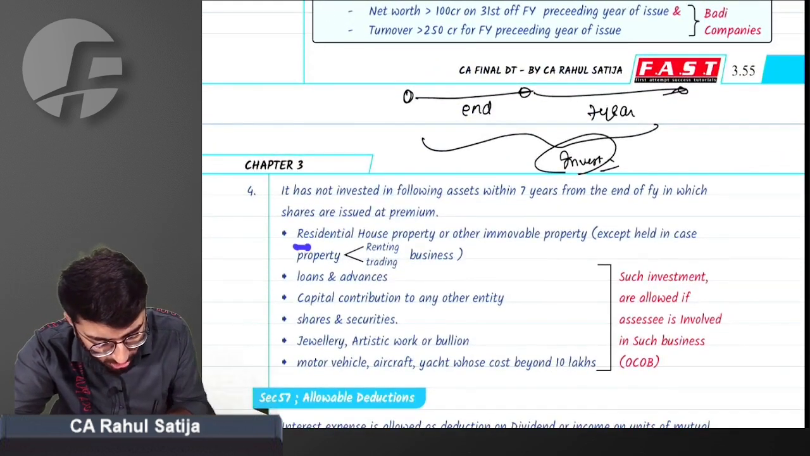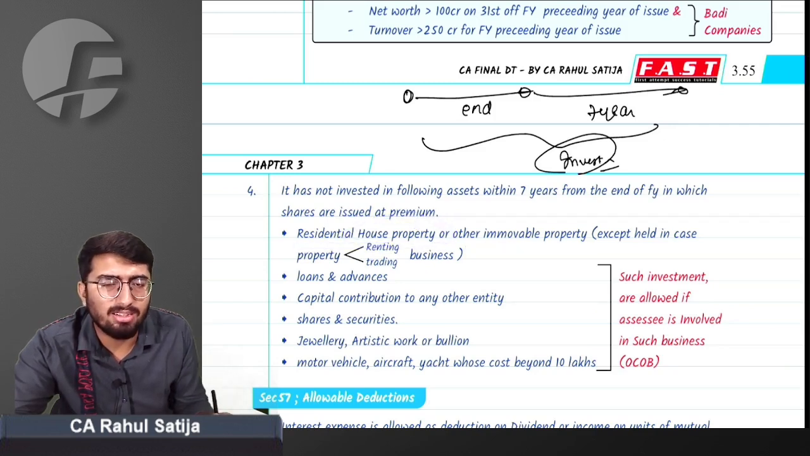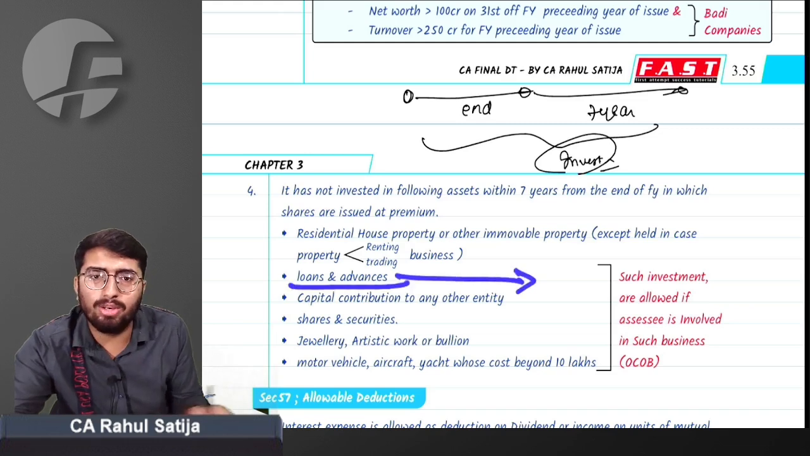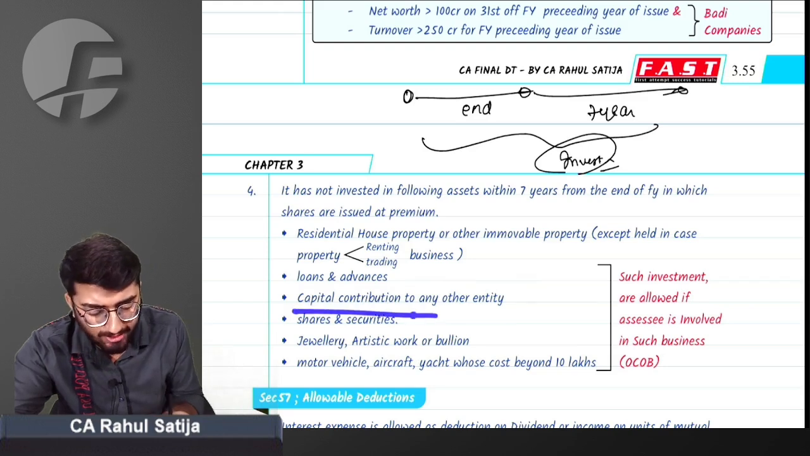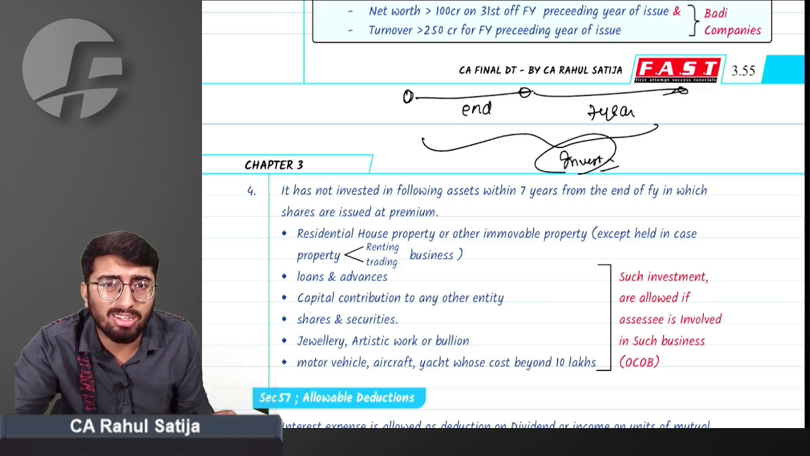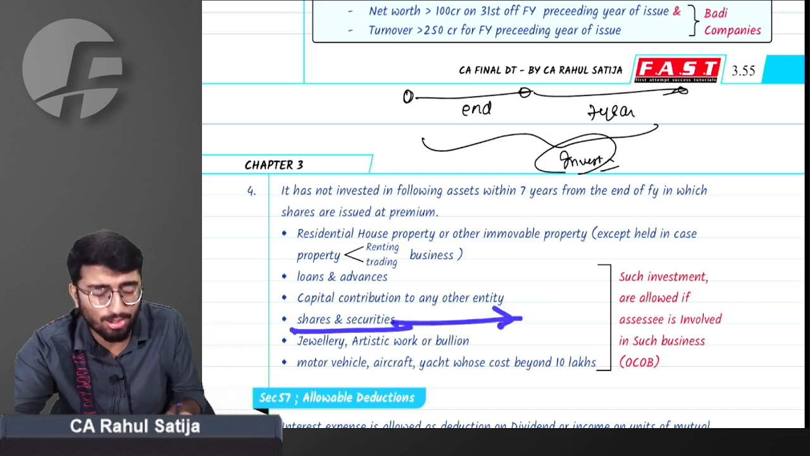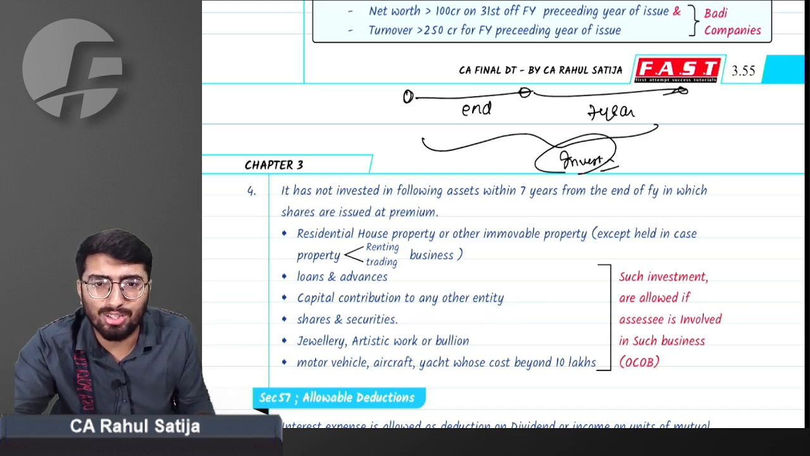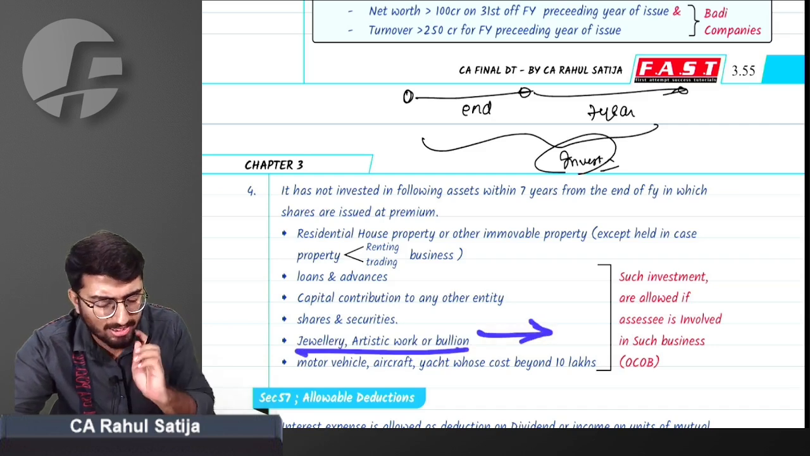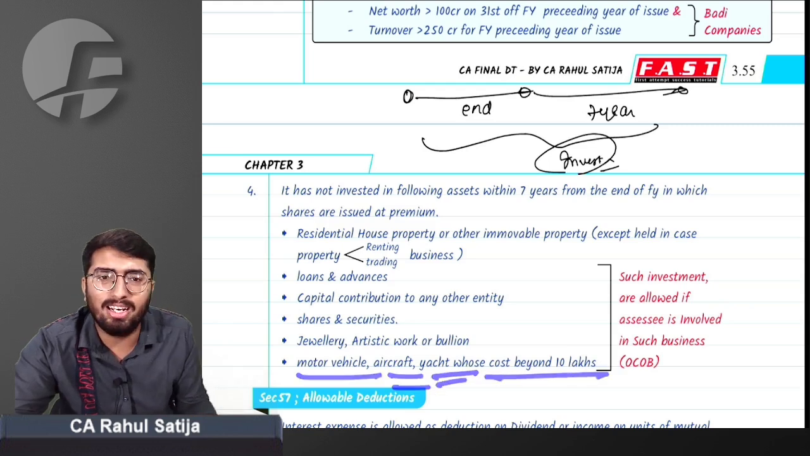What does it say? They should not invest in residential house property or immovable property. They should not give loans or advances to anybody. They should not make capital contribution to any other entity. For example, they should not invest in partnership firms or any kind of LLPs. They should not buy any shares or securities. They should not buy any jewelry, artistic work, or bullion. They should not buy a motor vehicle, yacht or aircraft beyond 10 lakh rupees. So they should not do these things.